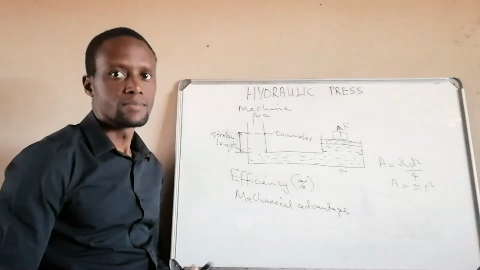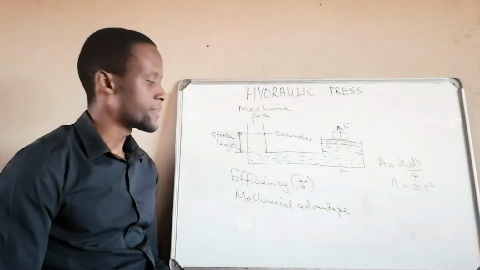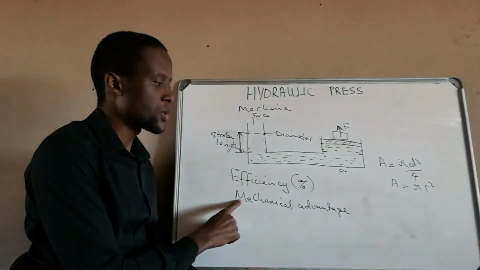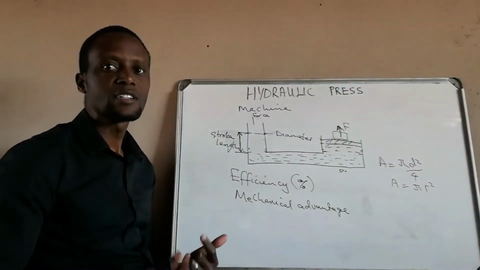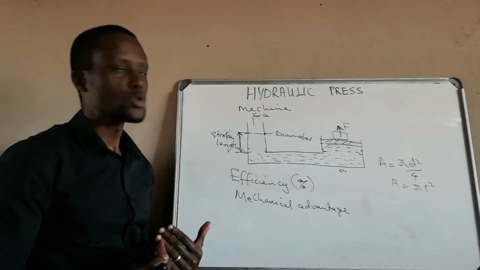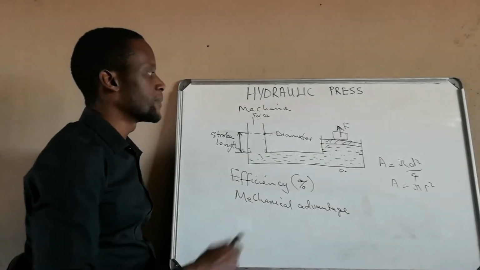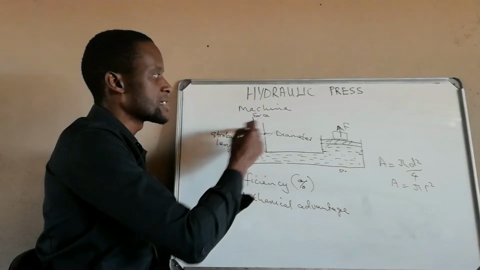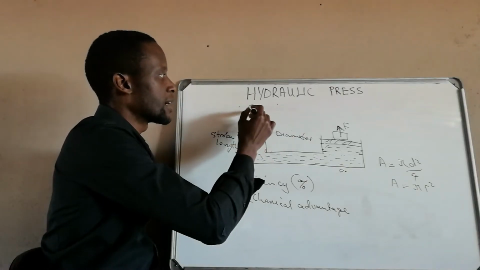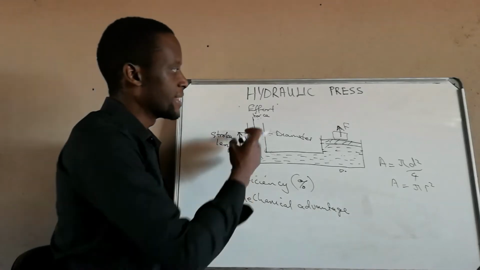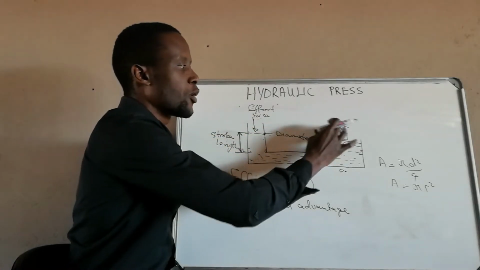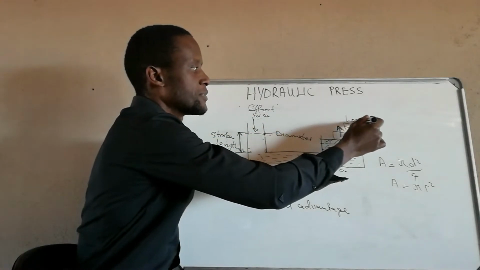Okay, so as described, a hydraulic press is a machine. So every machine will also have what is known as mechanical advantage. Mechanical advantage is just how much advantage the machine helps us to have over the load. If I am the one applying a force on this side, that force will be called an effort, because that is what I am applying.